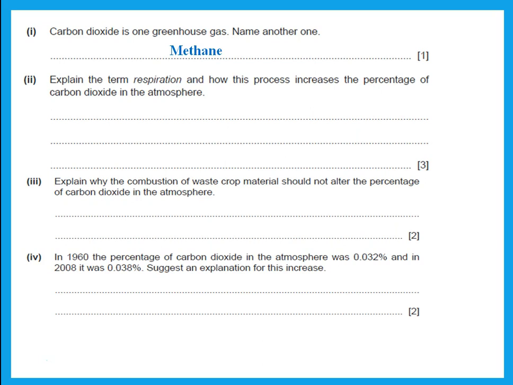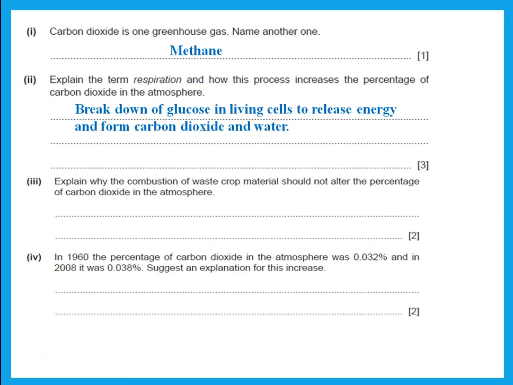Explain the term respiration and how this process increases the percentage of carbon dioxide in the air. What was the definition of respiration? Breakdown of glucose in living cells to release energy and form carbon dioxide and water. So, the amount of carbon dioxide in the air will increase since respiration releases carbon dioxide. Okay, explain why combustion of waste crop material should not alter the percentage of carbon dioxide in the atmosphere. Okay, let's talk about this.